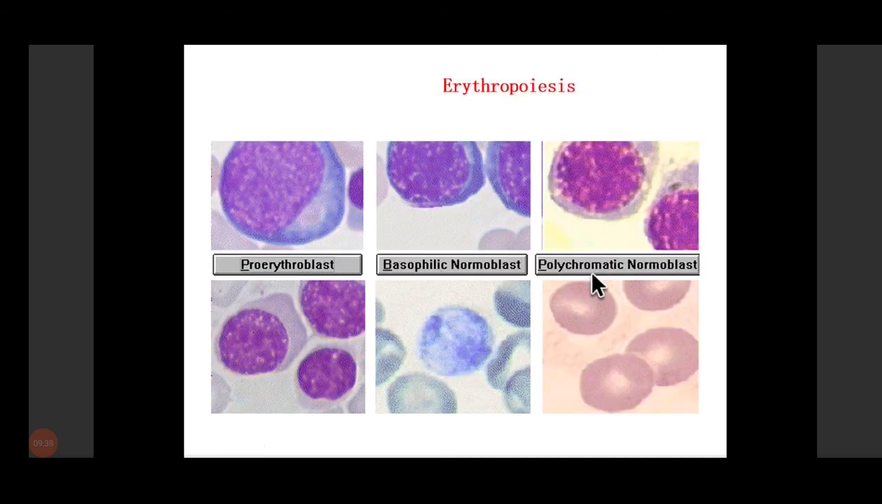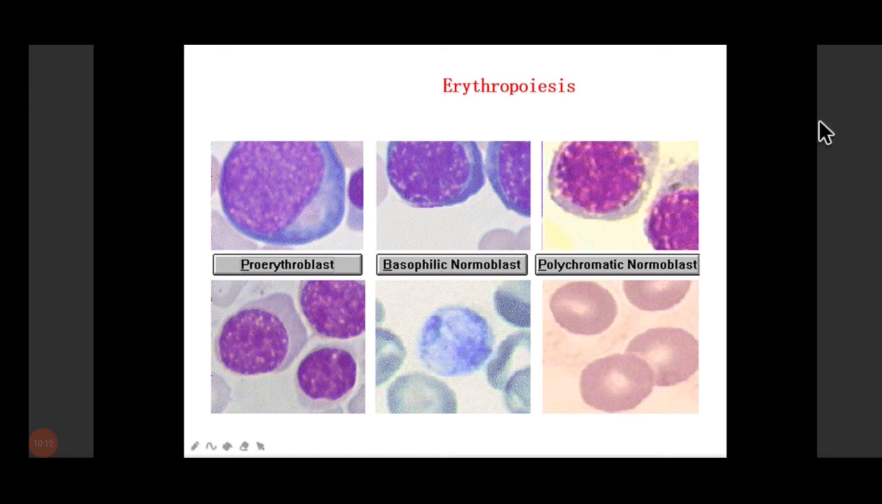Now, we have the red cells, the WBCs, and the platelets. The formation of red cells is erythropoiesis, the formation of platelets is megakaryopoiesis, and the formation of WBCs is myelopoiesis. So what happens in erythropoiesis? Red cells, when you see them in the peripheral blood, are anucleated. We always say anucleated cells, the majority of your red cells.